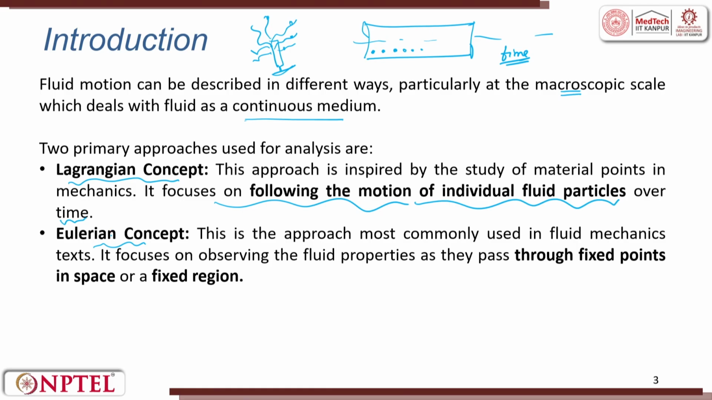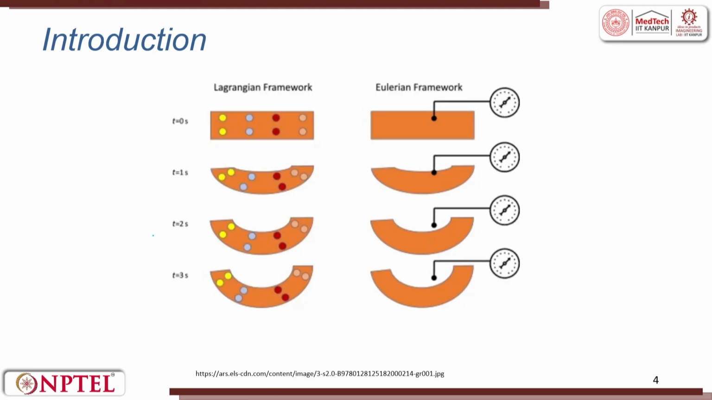The other one, the Eulerian concept, is nothing but focusing on observing the fluid properties as they pass through a fixed point in space. So you stand like a policeman and see what is happening at that point at that time. That is the Eulerian concept: passing through fixed points in space or a fixed region.